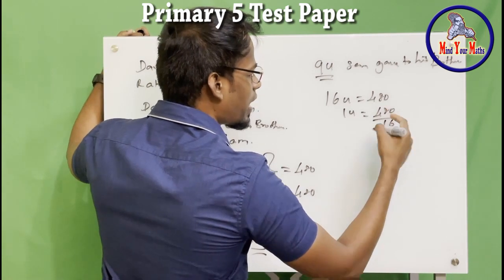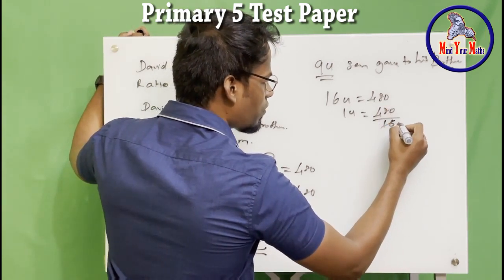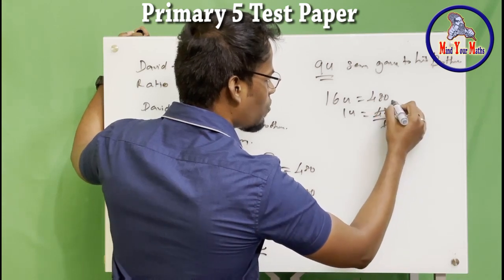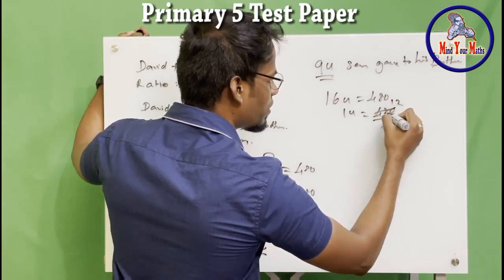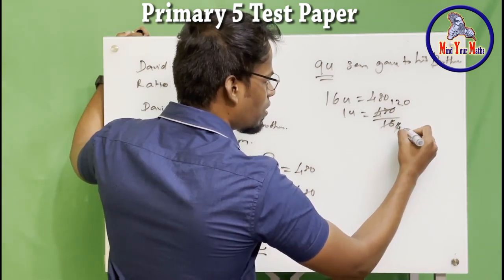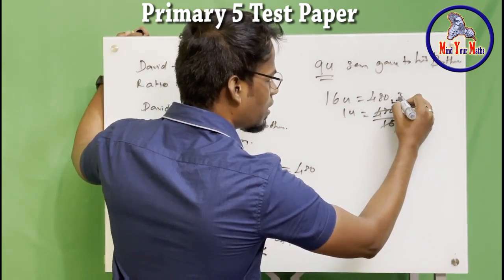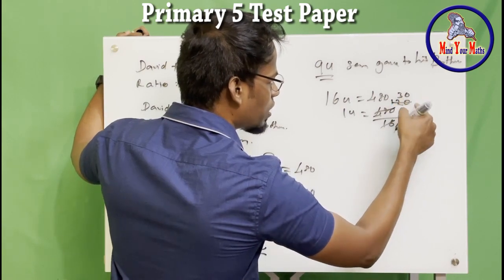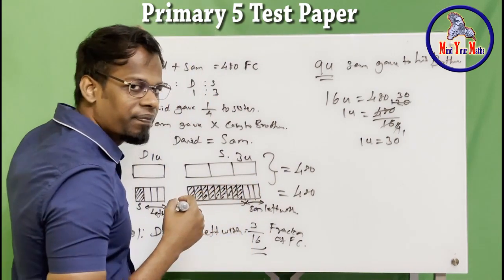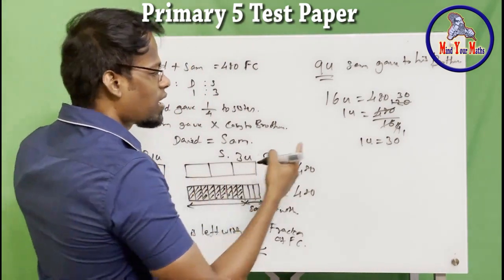So now you can cancel it, let's start with 4. 4 times 4 is 16. This side, 1 times 4 is 4, 2 times 4 is 8, and then we put the 0 here. Now this can still go for 4. 1 times 4 is 4, and then 3 times 4 is 12, and then put the 0. So 1 unit is how much? 30.